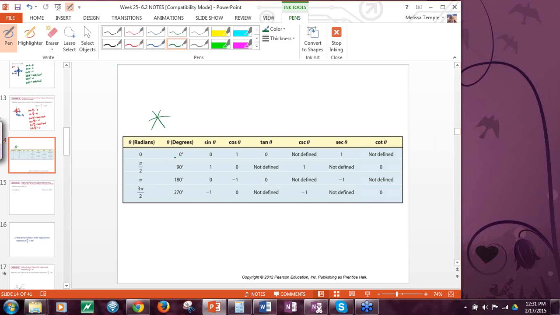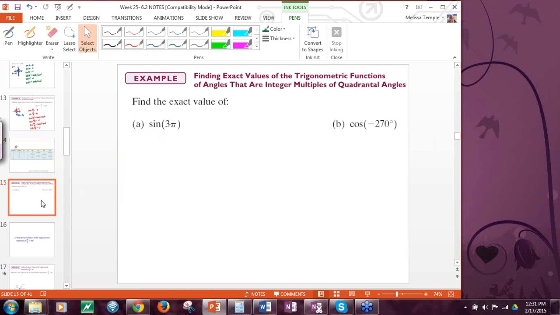At 0 radians, which is the same thing as 0 degrees, here are all of your 6 trig functions. Pi over 2, pi, 3 pi over 2. So again, we're going to keep talking about where these come from, but I'm also giving you the answers as we go as well. Okay?